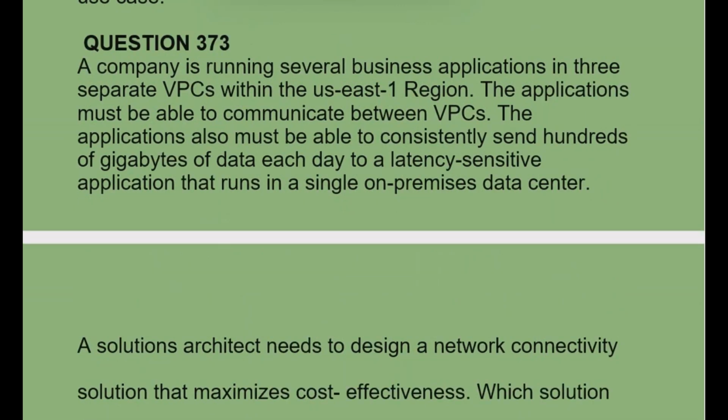Question is, a company is running several business applications in three separate VPCs within the US East 1 region. The applications must be able to communicate between VPCs. The applications must be able to consistently send hundreds of gigabytes of data each day to a latency sensitive application that runs in a single on-premises data center.